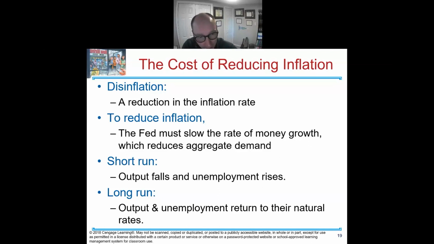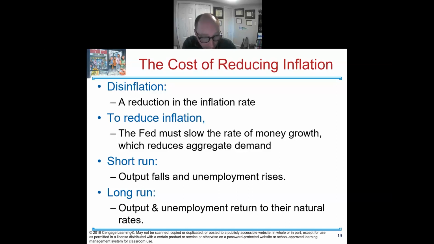In the short run, output decreases and unemployment rises when the Federal Reserve tries to reduce inflation. We know that because of the Phillips curve correlation. When inflation is high, unemployment is low. When inflation goes down, unemployment increases. Right? It's an inverse relationship.